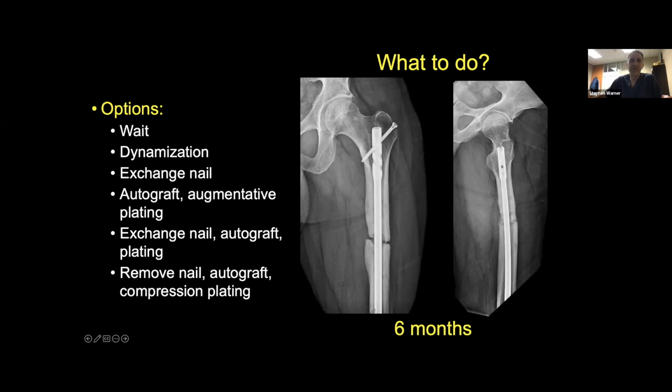Fantastic. Dr. Aker, when you're sitting in clinic with these patients, this is obviously a big part of their life right now, and they're just coming back from a serious injury. How do you talk to them about these different scenarios and the different invasiveness of these surgeries?